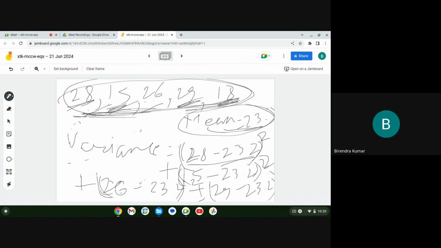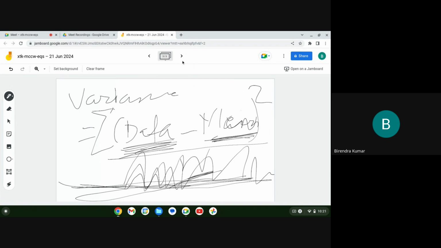Is this part clear? I know I'm scribbling on the screen with my finger. That's why it's looking a little messy, but I hope you guys can understand what I'm trying to say here. Yes or no? Yes. Okay, okay.